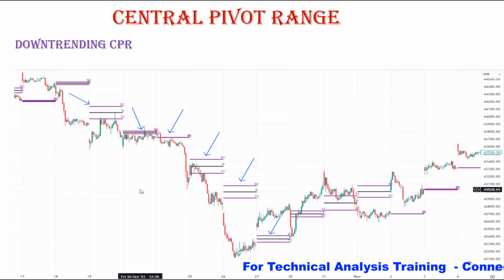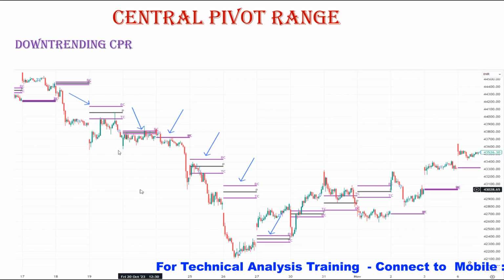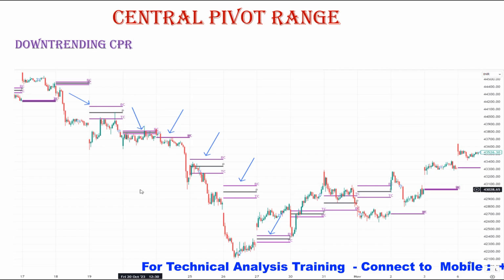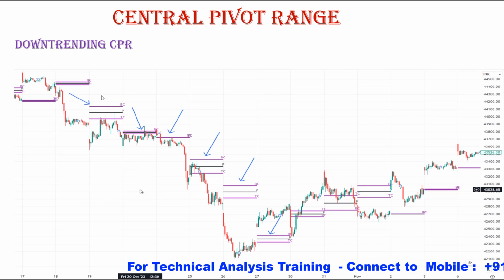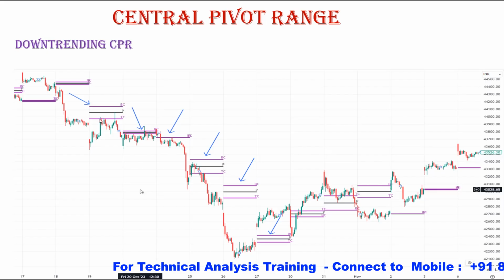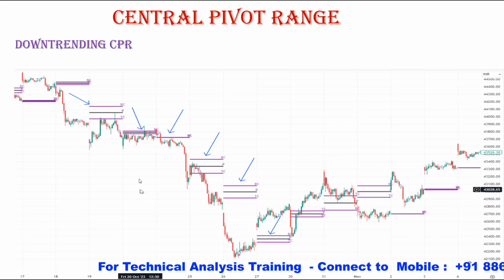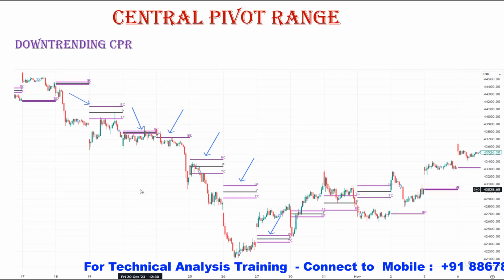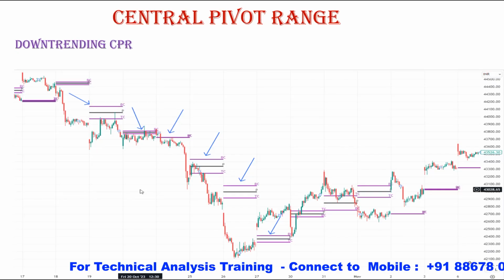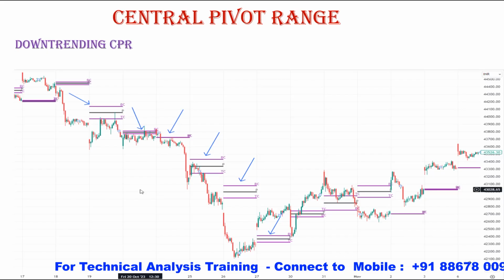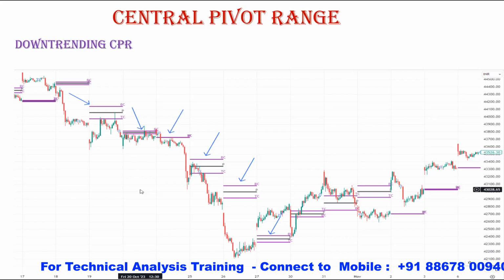Next is the downtrending CPR. So what do you mean by downtrending CPR? Every day, when you compare to the previous day, the CPR is below the previous day CPR, that is downtrending CPR. So by looking into the chart, we can understand the overall trend of the particular instrument or index is looking bearish. Here these are the CPR lines, the purple levels. When you look into that, we can understand that the CPR is forming below the prior day CPR, so the overall trend is looking bearish.